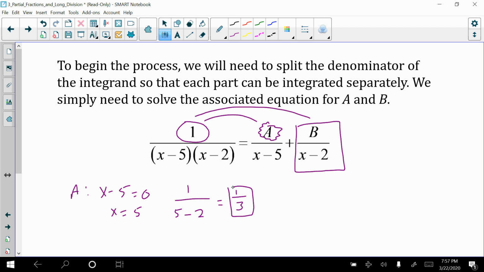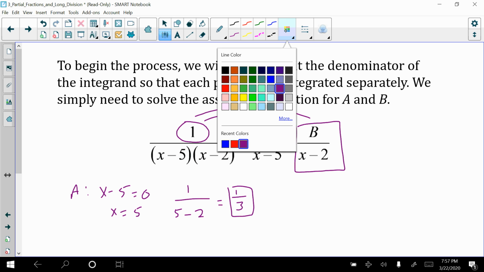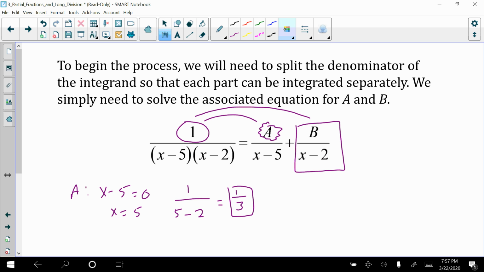So now let's try B. The process is going to be pretty identical to what we did for A. So again, I'm going to look at the denominator of B, which in this case is x minus 2, and I'm going to set it equal to 0. So here I'm going to get x is equal to a positive 2. Well, because I'm trying to find out what the value of B is, I can't actually use the B denominator. So I'm going to look at this ratio here to find B.